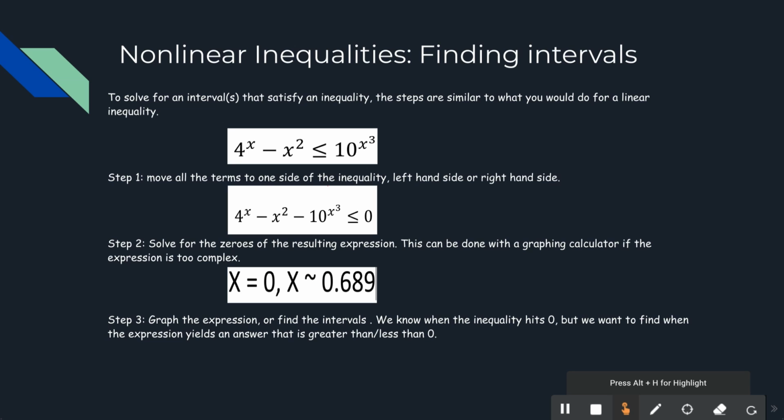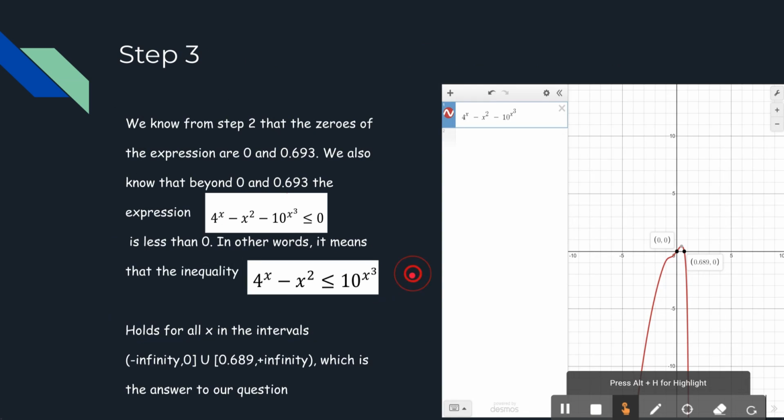So, we can graph the expression by sketching by hand, or we can find where the sign changes. But right now in this video, we're going to stick to graphing out expressions, mainly because I think it's a much more powerful skill set. So I pulled out Desmos and I graphed out the resulting expression when I moved all the terms over to the left-hand side. And the zeros are at (0, 0) and (0.689, 0).